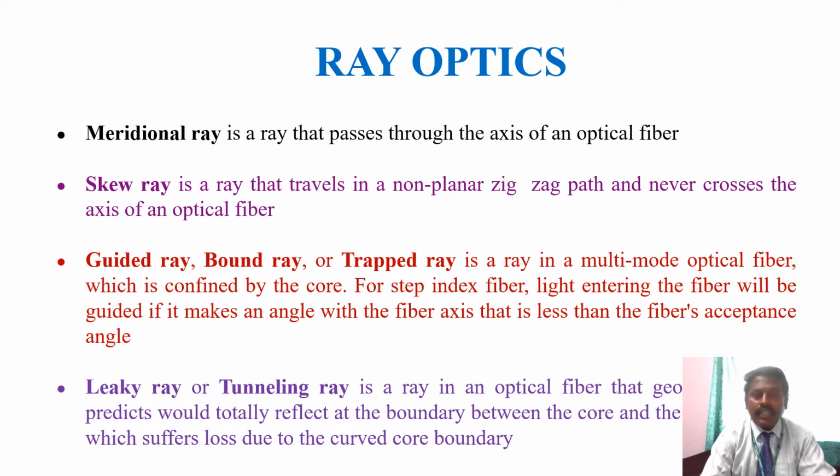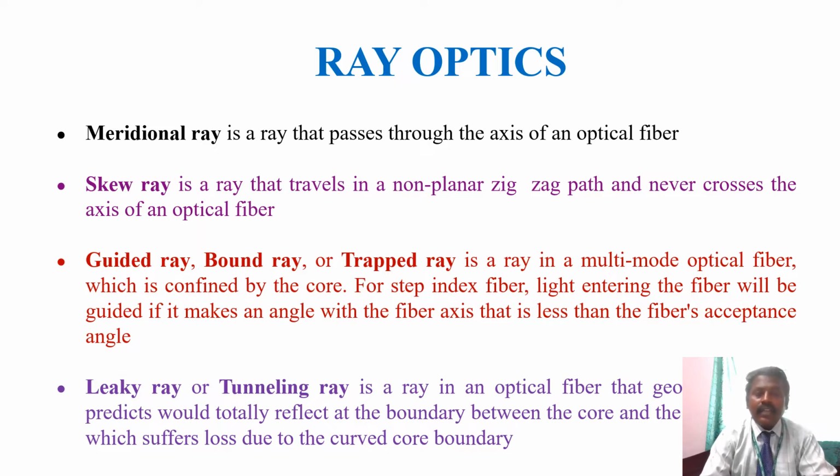First one, meridional ray. A meridional ray is a ray that passes through the axis of an optical fiber. The optical signal propagating from one place to another using the optical fiber axis is called a meridional ray. And the second one, skew ray. A skew ray is a ray that travels inside a fiber in a zigzag path and never crosses the axis of the optical fiber. This ray is called a skew ray.